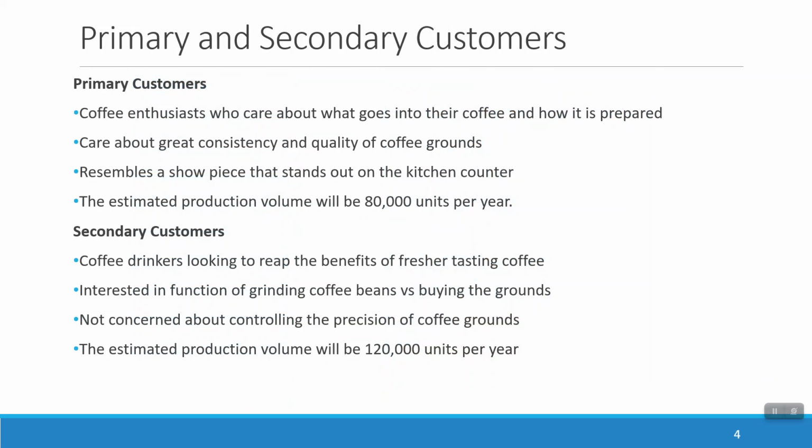Our primary customers are coffee enthusiasts who care about what goes in their coffee and how it is prepared. They care about great consistency and quality of coffee grounds. It resembles a showpiece that stands out in the kitchen counter. The estimated production volume will be about 80,000 units per year.